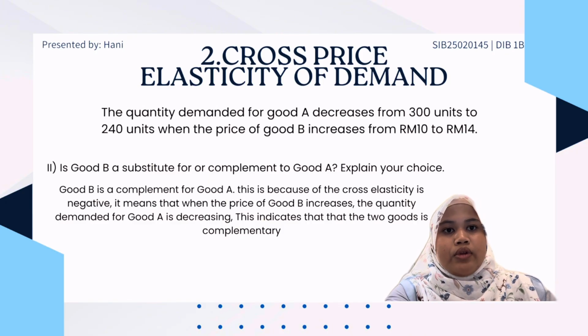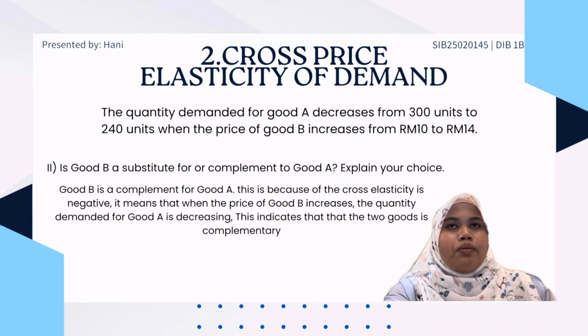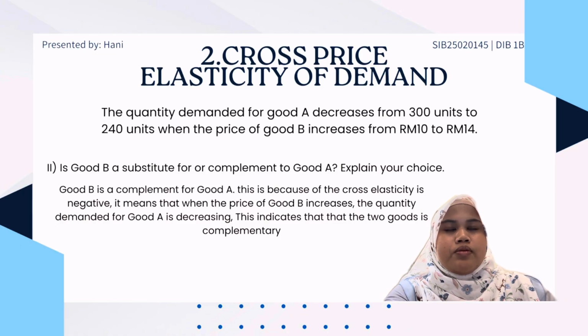For example, hot dog and hot dog buns. Hot dog is good B, while hot dog bun is good A. So if the price of hot dog increases, the demand for hot dog buns will decrease. This is because these two are a pair. If the price of one of the products increases, people will not buy its pair, which is the other product.